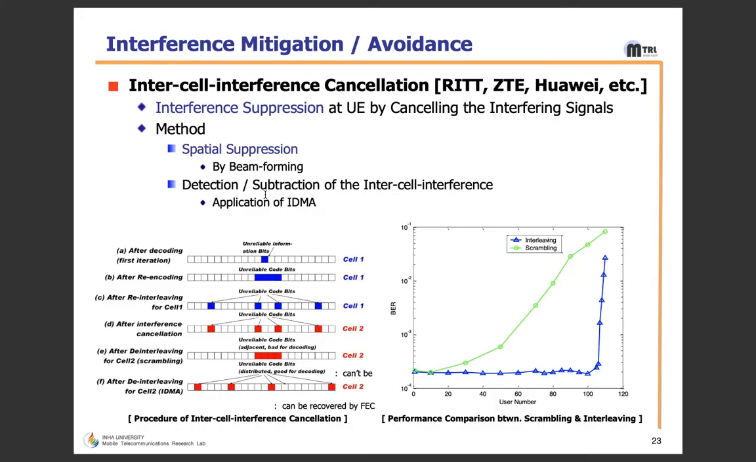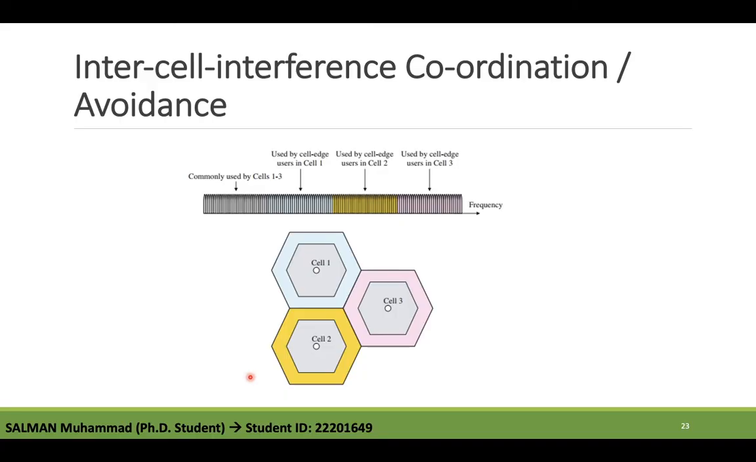Interference cancellation can also be combined with spatial processing when multiple antennas are present. In short, two spatial combining schemes are considered here: MRC, which stands for maximum ratio combining, and also IRC, which stands for interference rejection combining, that can be implemented at the user terminal without involving the transmitter. The next one is the inter-cell interference coordination or avoidance.